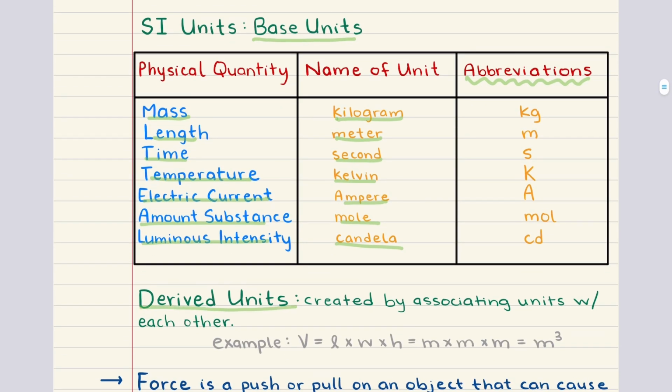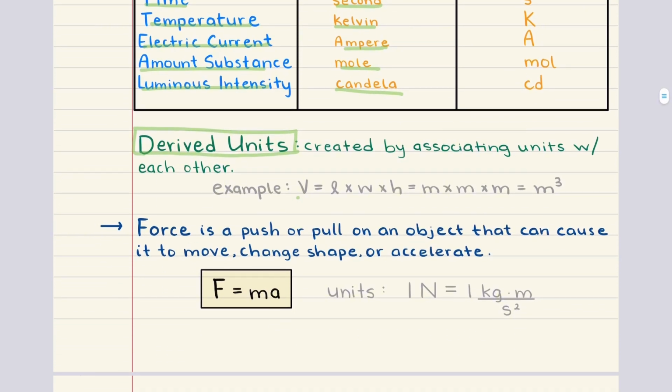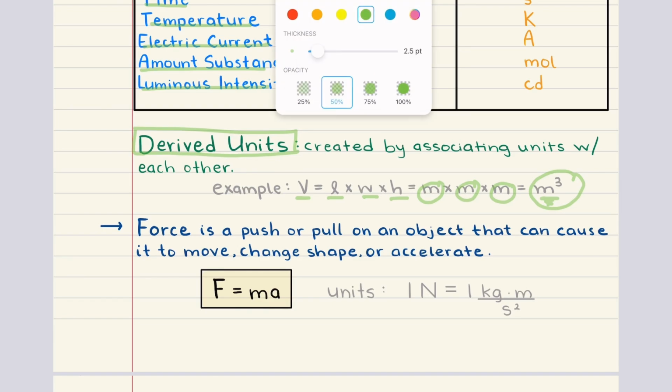Those are what we call derived units, and they come from combining base units in specific ways depending on what physical property we are describing. So for example, volume is a derived unit. If I calculate the volume of, say, a rectangular box by multiplying its length, width, and height, each of those measurements is in meters. And when I multiply them together, I get meters cubed, which is the SI unit for volume.